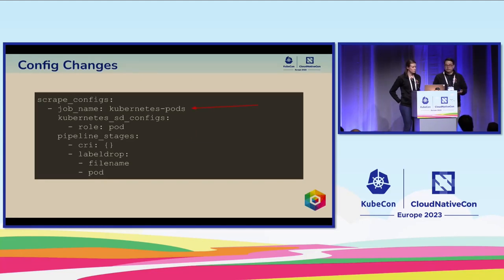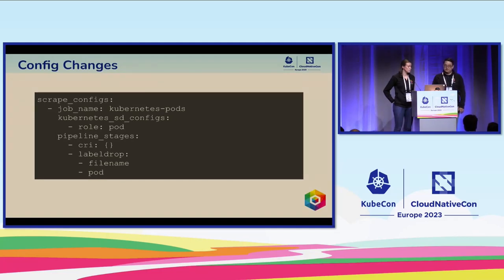So there can be multiple jobs in a scrape config performing different tasks. The job name block uniquely defines each job. Based on the name of this job, Kubernetes pods, we can assume it's used to scrape pod logs. And then the Kubernetes SD config block is the service discovery block. It's just informing Promtail to scrape logs from pod objects.